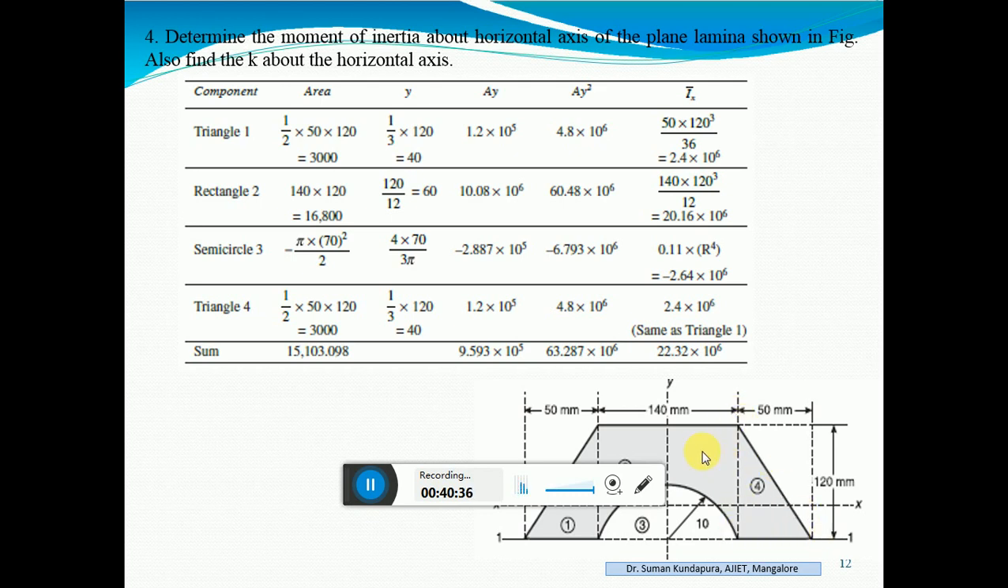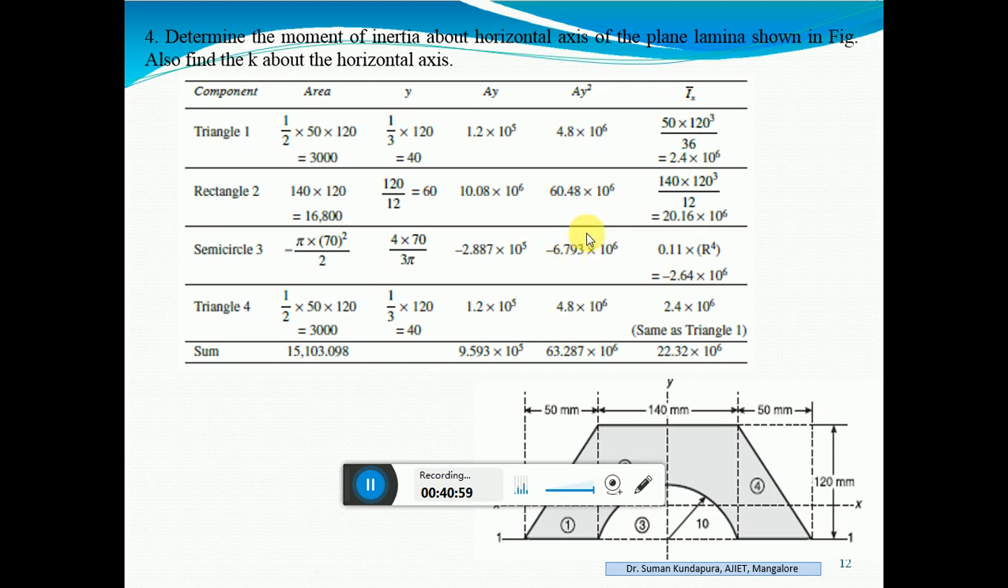Whenever there is a cutoff portion, please remember your area is minus. The semicircle's area will be minus, which you are cutting off. Because the area is minus, a into y also becomes minus.